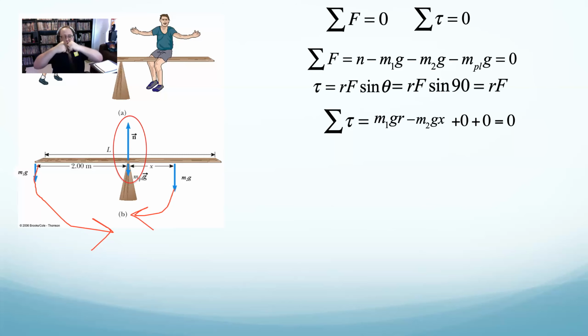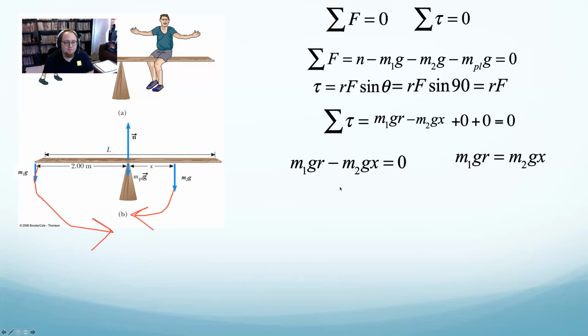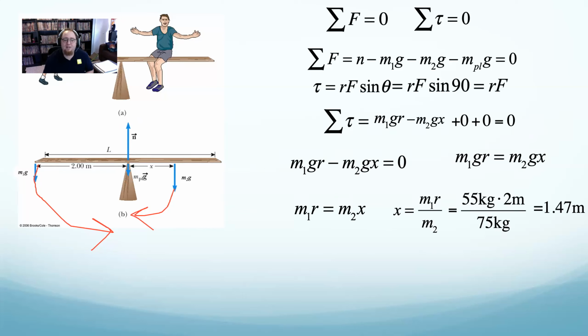The forces right where this pivots around are not going to cause it to spin at all, because they're just at that spot, and they won't apply anything. And so the sum of torques would just be m1 g r minus m2 g x. I can add m2 g x to both sides, divide both sides by g, and divide both sides by m2. And this will let me solve for exactly where he needs to sit.